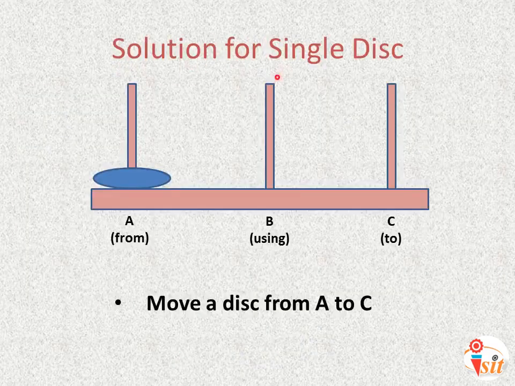I am taking one example with a single disk. Suppose there is only a single disk given in the tower. Then the solution is very easy. Move a disk from tower A to tower C.